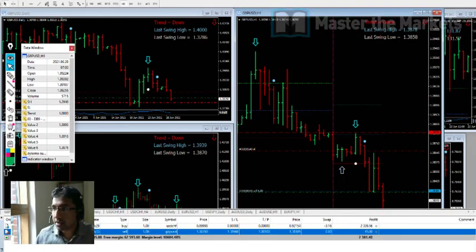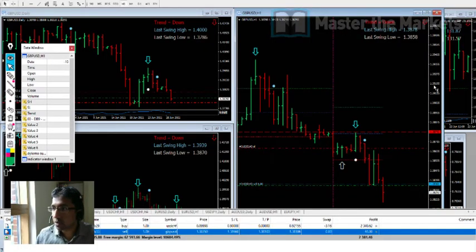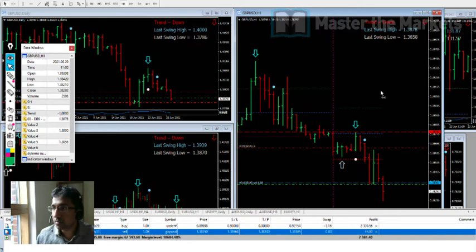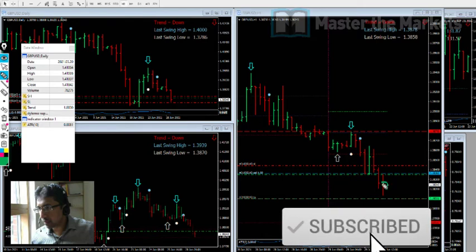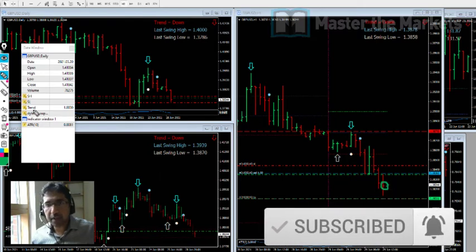Alright, so I think that's that, and I will update you as we progress with this trade. Okay, traders, you can see that now the trade has progressed in our favor. We've got about 10 pips in our favor so far.